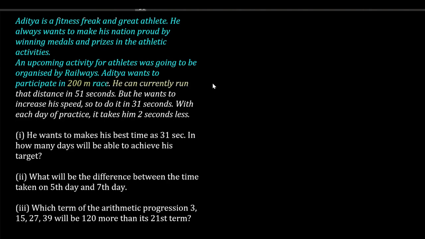Further, it says he currently runs that distance, that is 200 meters, in 51 seconds, but he wants to increase his speed so as to do it in 31 seconds. With each day of practice, it takes him 2 seconds less. So what we can figure out is that currently it is taking 51 seconds, and the next day it is taking 2 seconds less. So it should be how much? 49 seconds. And then next will be 49 minus 2, 47 seconds, and so on till he attains this target in 31 seconds. That's the question over here.